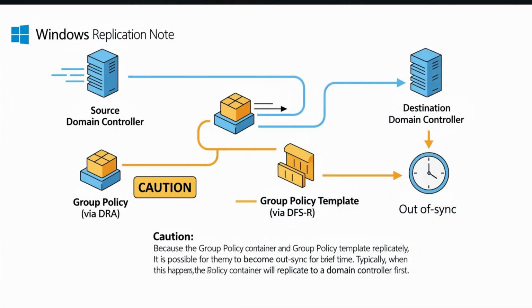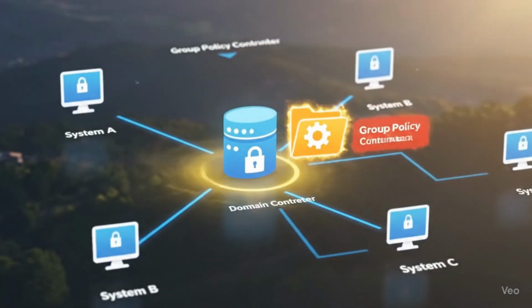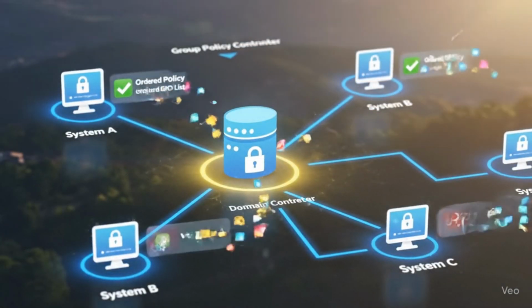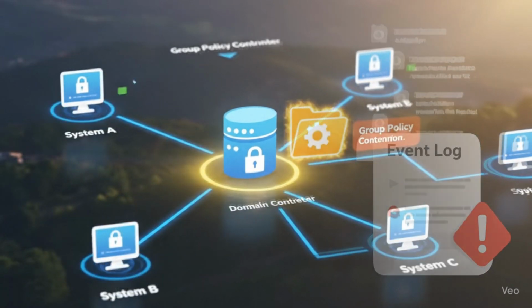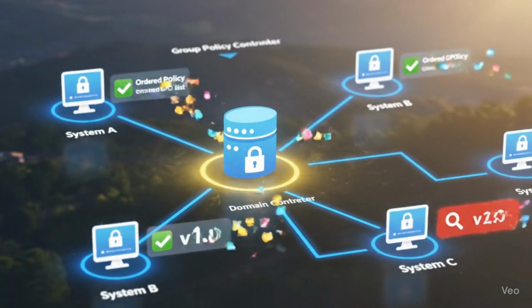Caution: because the group policy container and group policy template replicate separately, it is possible for them to become out of sync for a brief time. Typically, when this happens, the group policy container will replicate to a domain controller first. Systems that obtained their ordered list of GPOs from that domain controller will identify the new group policy container. Those systems will then attempt to download the group policy template, and they'll notice that the version numbers are not the same. A policy processing error will record in the event logs.